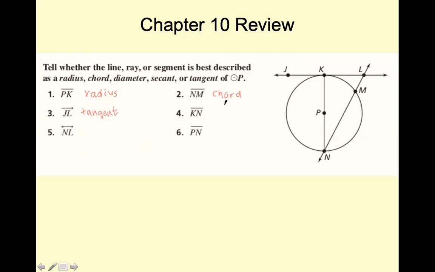Next, we have segment KN. So starting at K, going to N. It is a chord, but it's a very specific kind of chord. It passes through the center. So a chord that passes through the center of a circle is known as a diameter.